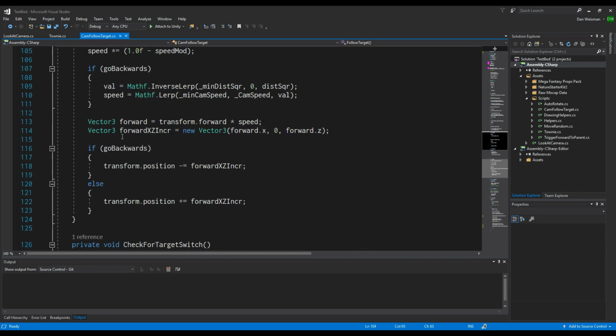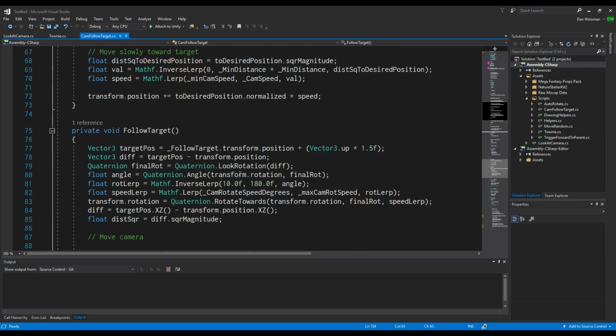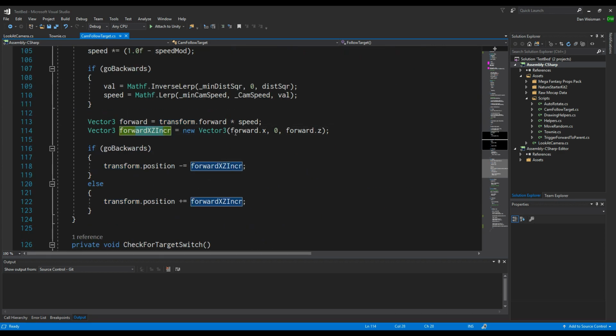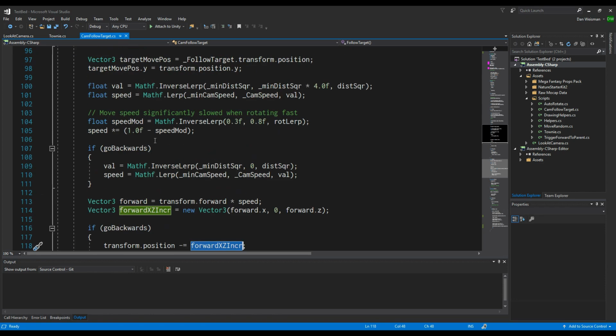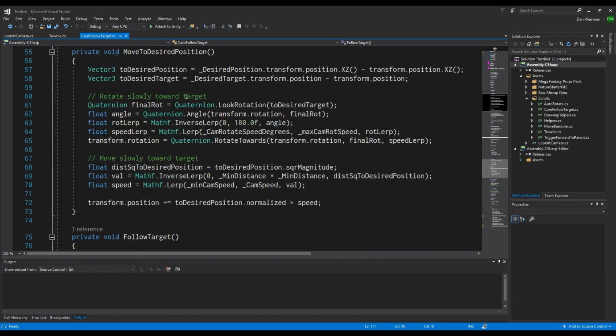And this last bit here was before I had my xz extension method to the vector, which I actually used up here, and I'm just realizing that I didn't use it down there. But this xz extension is basically the same thing here. I created a new vector, zeroed out the y, and that's the one I'm using to move the camera. So all of this calculation up here was just so that I could have a value to move the camera's position. It is going to increment by whatever forward is and however long the forward increment is.